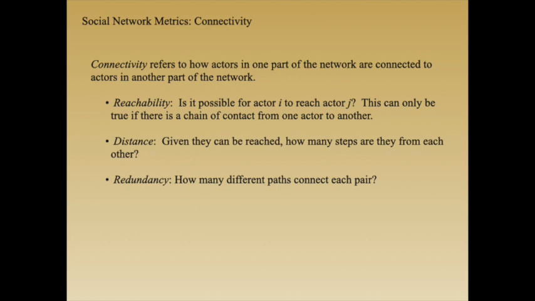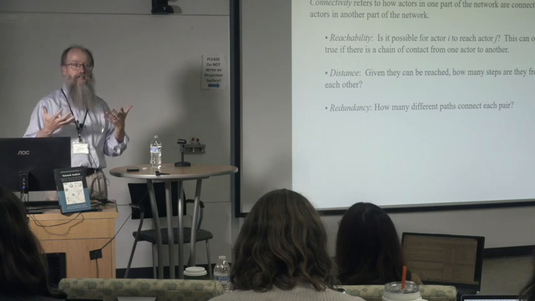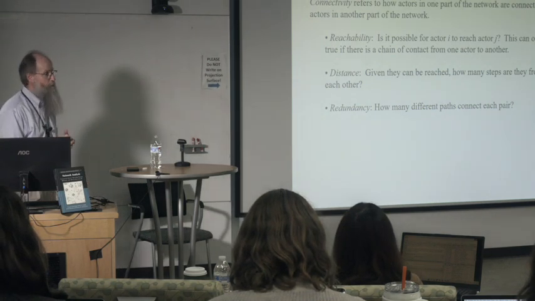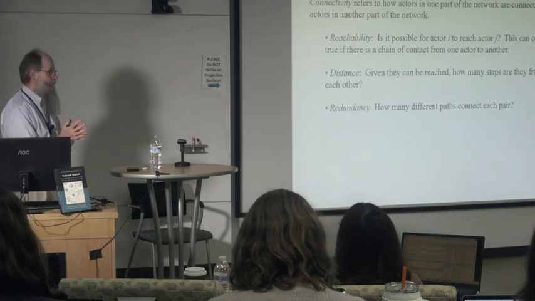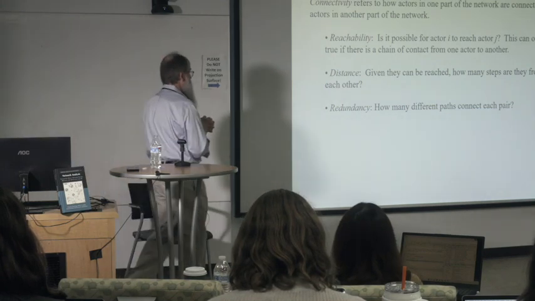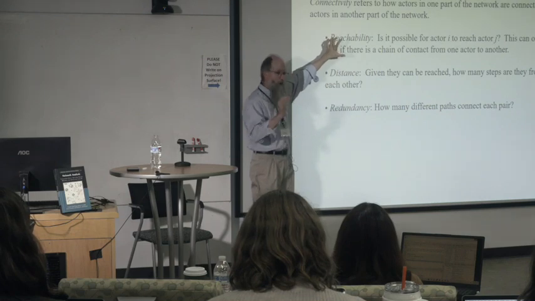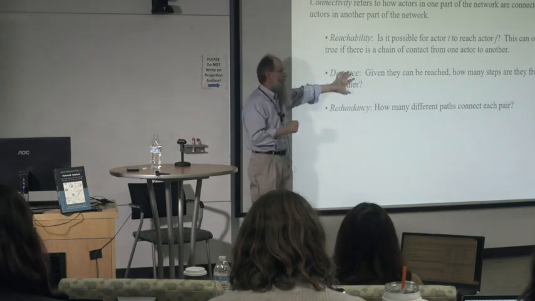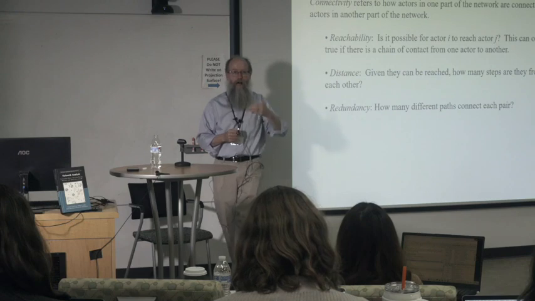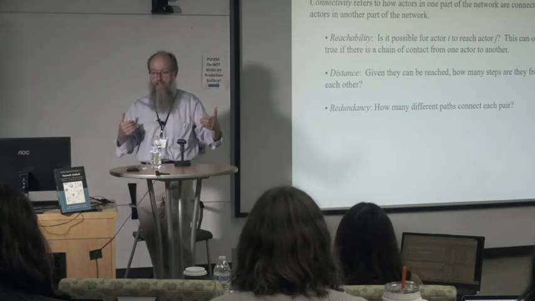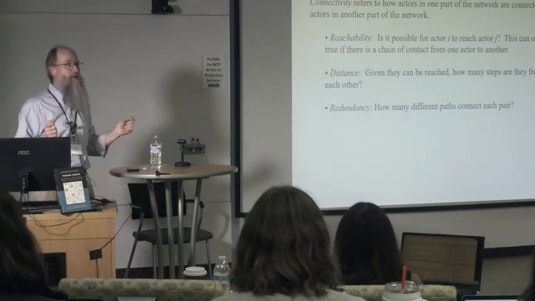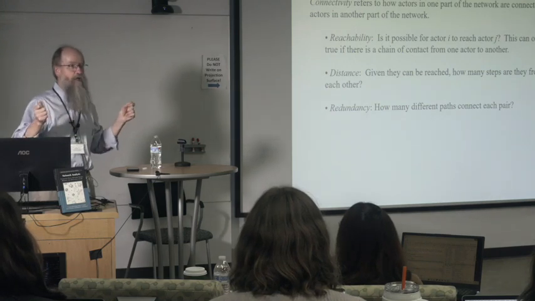The thing that makes a network a system is the extent to which the ties link to other ties, right? And that sort of binds the entire community together. And we refer to this as connectivity. And there are three features of connectivity we're going to talk about today. One is reachability. Is it possible to get from one part of the network to another part of the network? The second is, given that it's possible, how many steps do you have to take? What's the distance? And the third is, how redundant is the linkage between any two parts of the network?